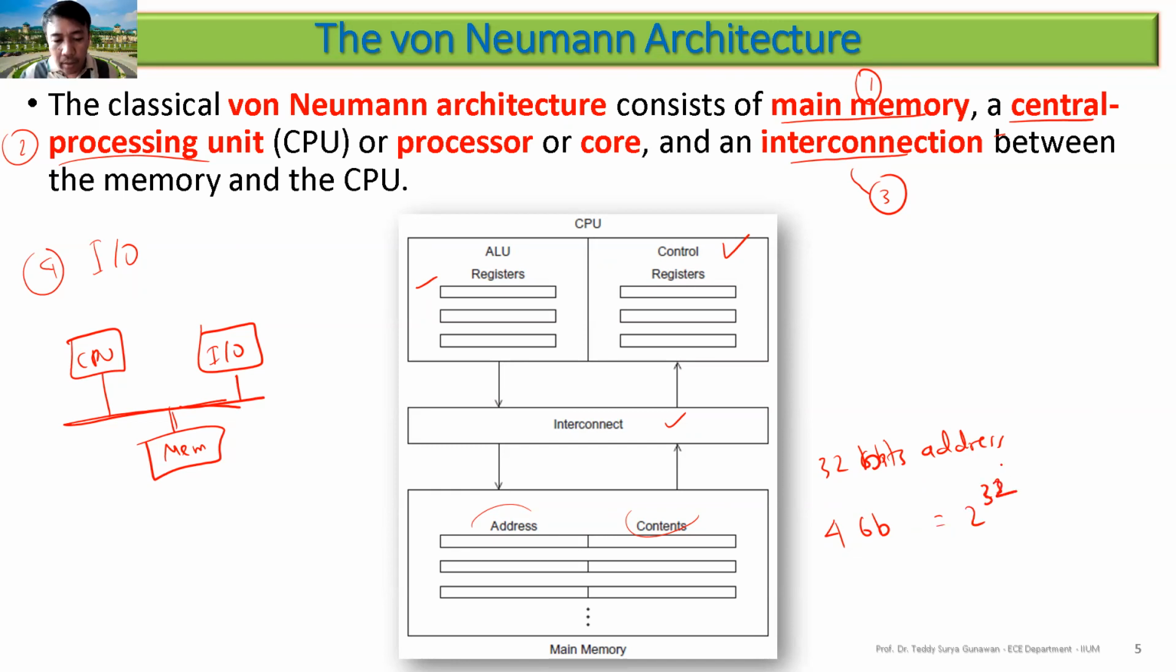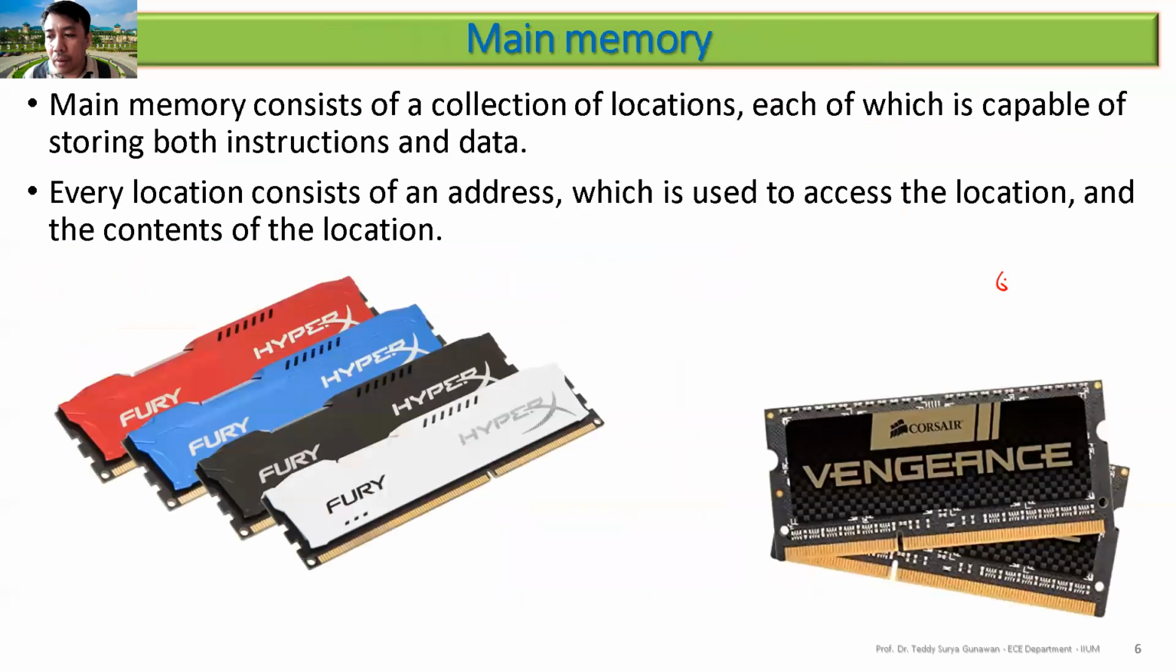That's why we have no more 32-bit processors. It moved on to 64-bit processors, which can handle up to 2 to the power of 64.